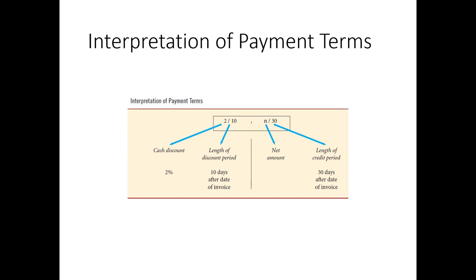Okay, so zeroing in on those terms of payment. What the heck does all that mean, man? It looks like 2/10. Well, what's that all about? So the 2 represents the cash discount.